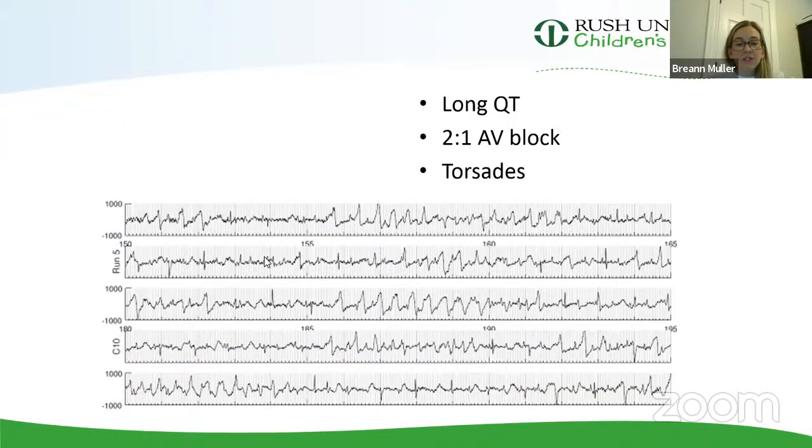And then this is a patient that actually during the MCG showed torsades. So a patient with long QT had 2-to-1 AV block, went to Dr. Strasburger, and then did show torsades during the test.